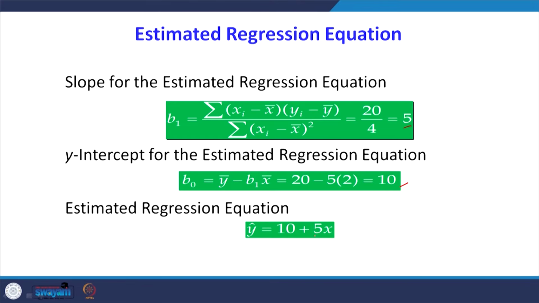So, how do we interpret this? When the value of x increases by 1 unit, y will increase by 5 units. So, keeping other things constant, when x is increased by 1 unit, the sales will increase by 5 units, not 50, because you should not write 5 into 1 equal to 50; we are looking at the rate of increment of x and the rate of increment of y.